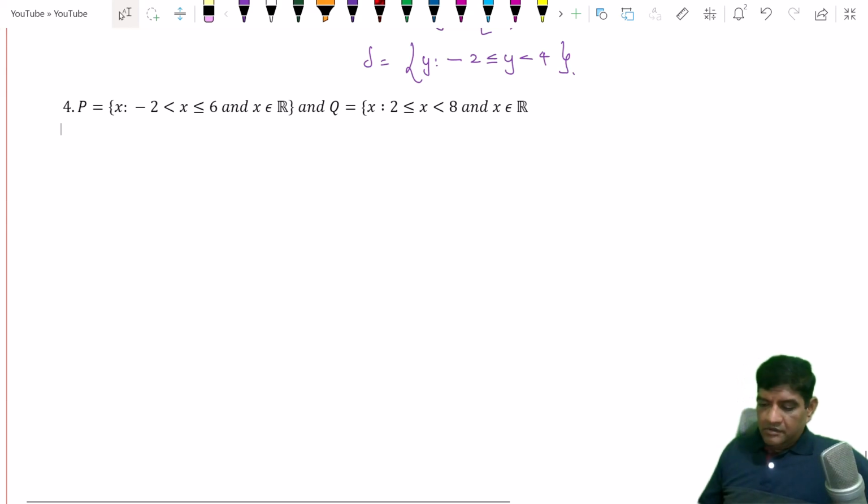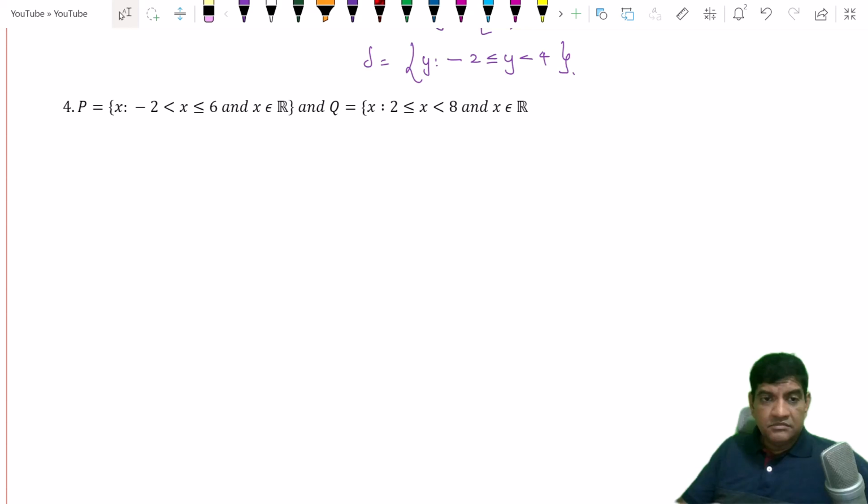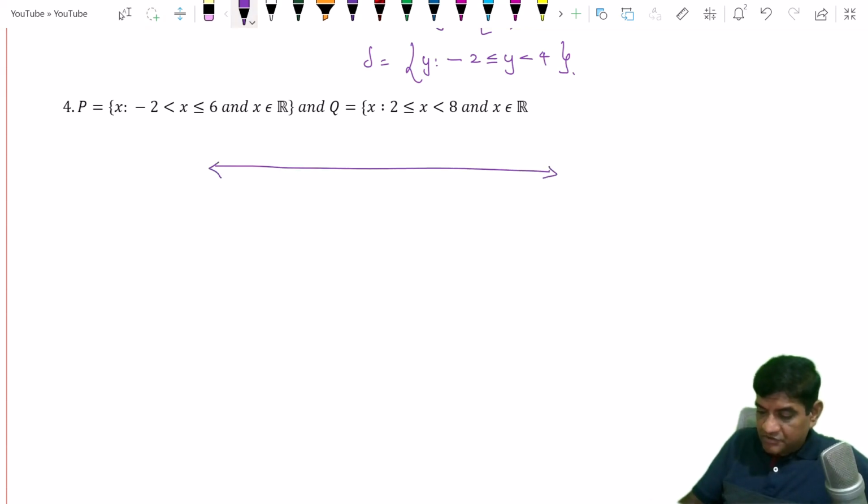So this question has two different sets, and these two sets have been given in the set builder method. Pretty straightforward. What is the value of x which is greater than -2 and less than 6, and greater than 2 and less than 8? Well, it's pretty easy to figure this out. You can draw the number line if you want to.